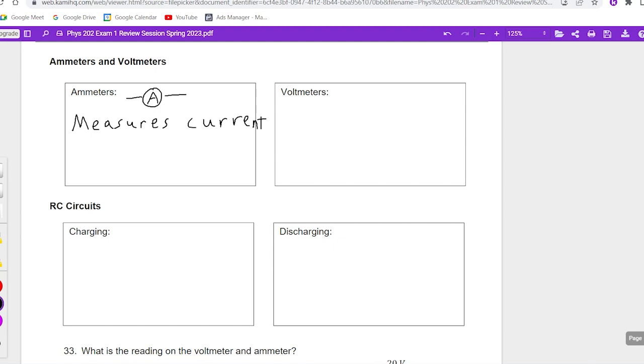What you need to know about the ammeter is that it has a very low resistance, essentially 0 resistance. And because of that, would you put an ammeter in parallel or series with the circuit? You would place it in series, because it has a very low resistance. Now, voltmeters are going to be the exact opposite. The voltmeter measures voltage, obviously.